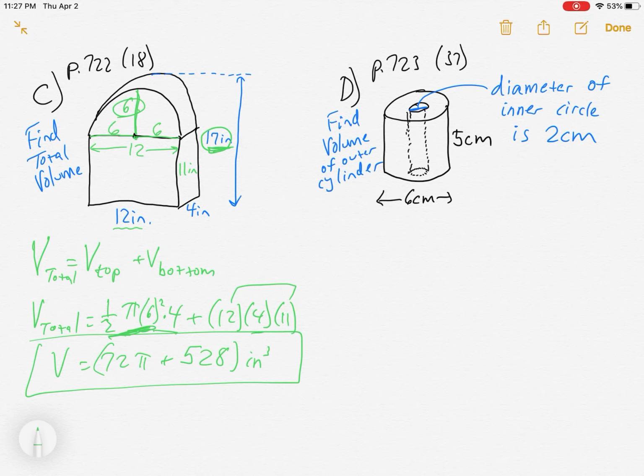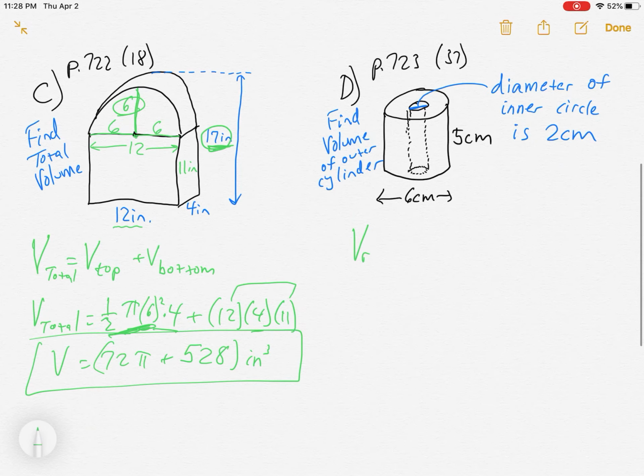And finally, D reminds me of something, a roll of toilet paper or something like that, right? Find the volume of the part left after the middle has been bored out. So the volume of the remaining is, of course, the volume of the total cylinder, we'll say big, minus the volume of the small cylinder. The big cylinder was the original solid cylindrical block. Then they cut out that narrow cylindrical part.